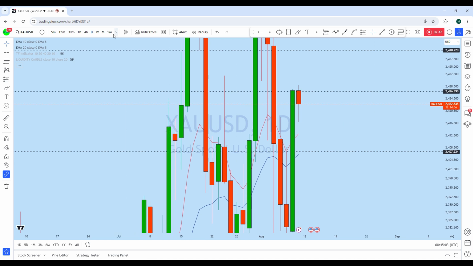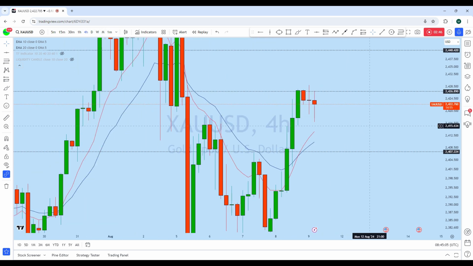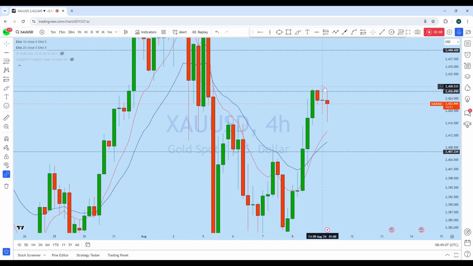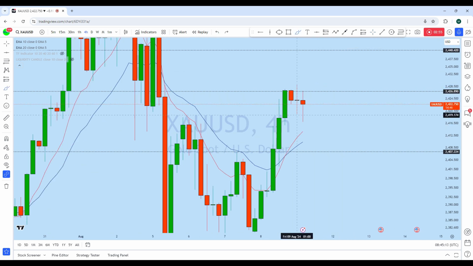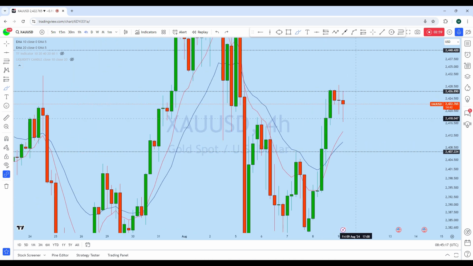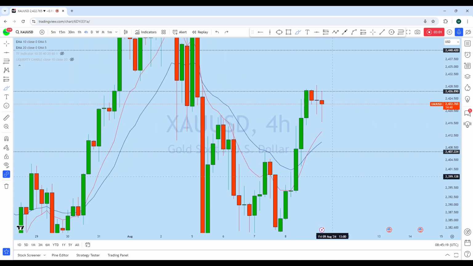resistance line again. Dropping down to the 4-hour time frame, we can see that there is a long wick doji here, which is significant doji from the 4-hour perspective, and this candle also closing, and we can see that it's also forming a red candle. I think that the market may drop further.